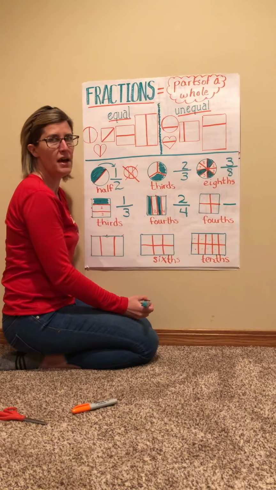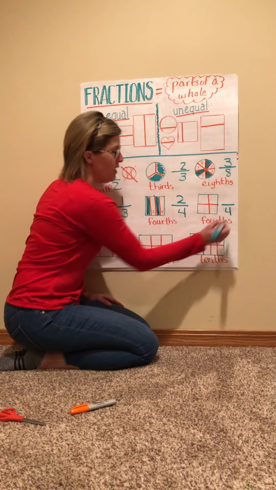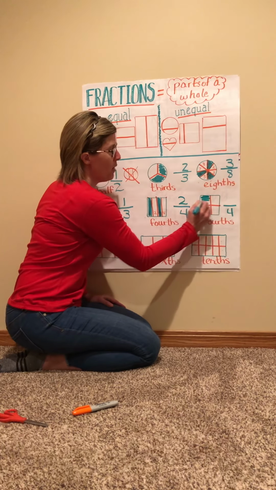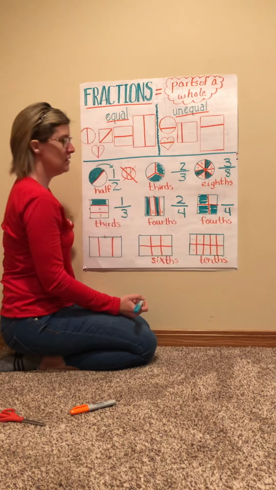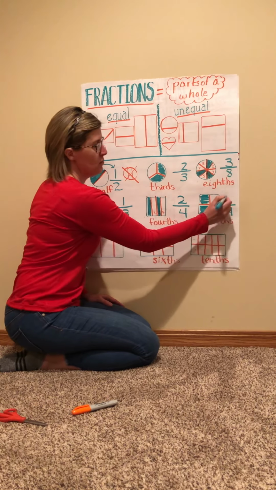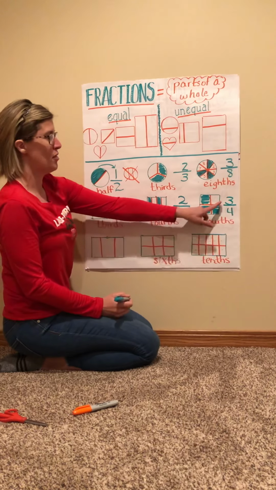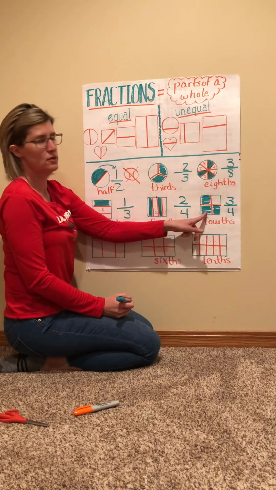All right, and our denominator for this fraction is what? I hope you guessed it right. 4. And let's say I colored this part, and this part. So my numerator would be 3. And so 3/4 of this square is colored.